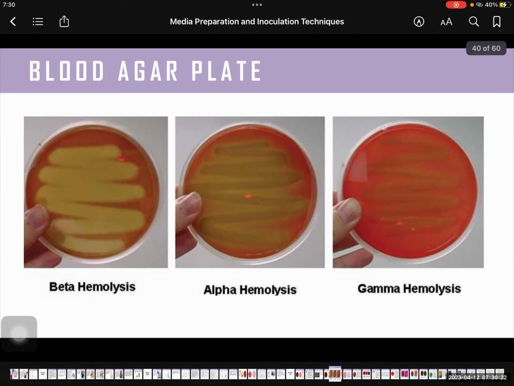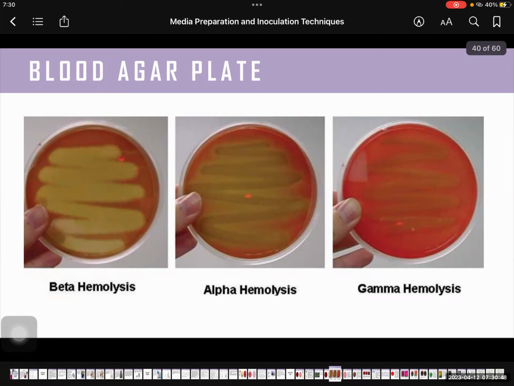So for beta, we refer to it as complete hemolysis. Okay, complete hemolysis. As you can see, there is a very large zone of clearing through the streak pattern, diba? Kung saan ka nag-streak, syempre doon tutubo yung organism and doon ma-observe yung hemolytic pattern, di ba? With the sides of the colony.